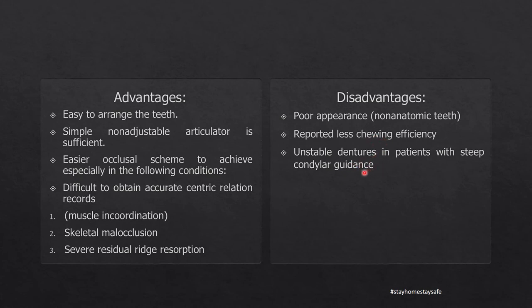Unstable denture in a patient with a steep condylar guidance. In a patient that may have a steep condylar guidance, or where the occlusion of the teeth is very close to the condylar guidance or the TMJ of the patient, in such cases, like a class 2 relationship, it is difficult to have a stable denture.